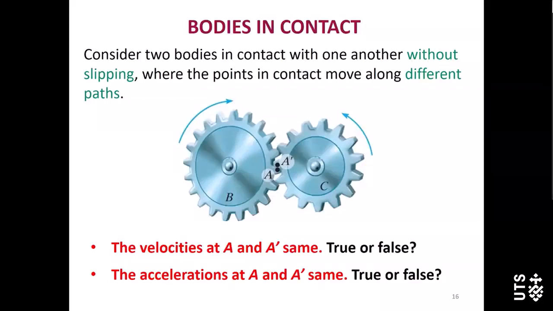For velocities at A and A prime, this should be easy to answer because there is no slipping between two gears. So at point A and A prime, the velocities must be the same. If they are not the same, then slipping occurs, but we already assume no slipping. But how about acceleration? For acceleration, the analysis will be a bit difficult.